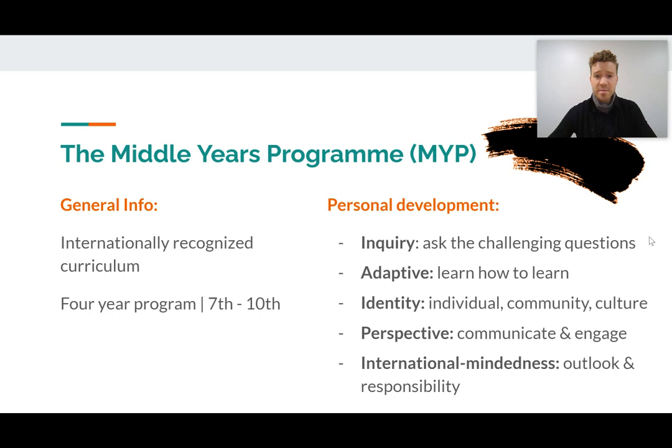Some of the personal developments that our students engage with. Number one, inquiry-based. They become great askers of challenging questions. They're adaptive, not only to how they learn, but how they deal with stresses in life. They develop a sense of identity, who they are as individuals, how they fit into a greater community, and how that culminates in this understanding or concept of culture. They develop varying perspectives, not only in their communication, but also in the purpose and reasoning for why they should engage in the greater community and those around them.